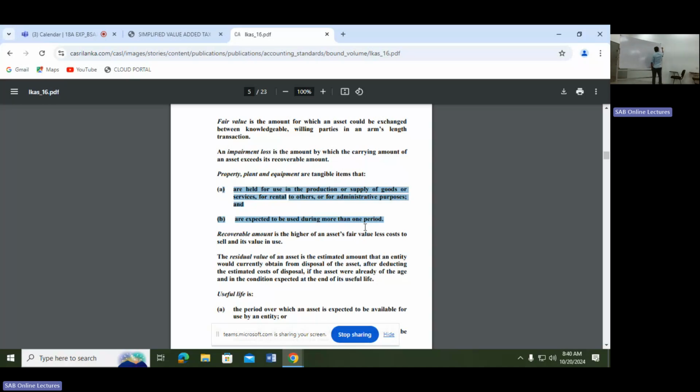Statement of income, statement of income. Statement of income having two parts.